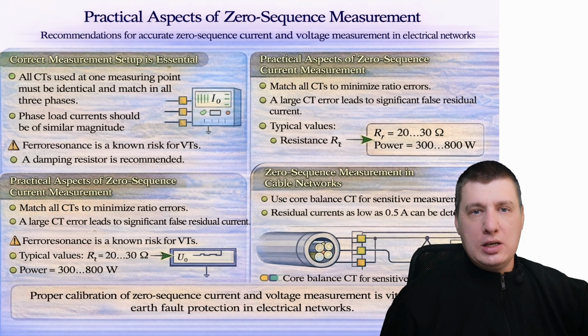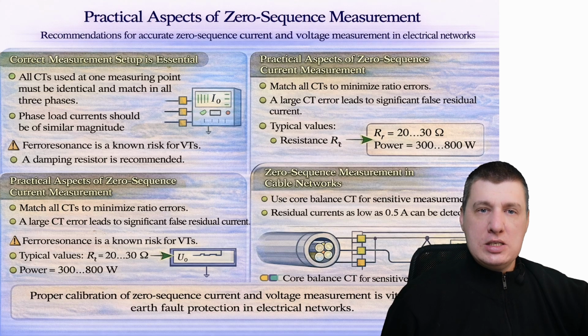Now we'll discuss practical aspects of zero sequence current and voltage measurement. For reliable earth fault protection, correct measurement setup is essential. First, current transformers. All current transformers used at one measuring point must be identical in all three phases. Their characteristics must match. In addition, phase load currents should be of similar magnitude. Large imbalance reduces measurement accuracy. For accurate zero sequence current measurements, CT ratio error must be small. Excessive CT error leads to false residual currents.